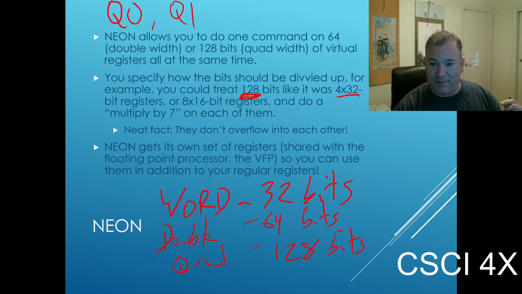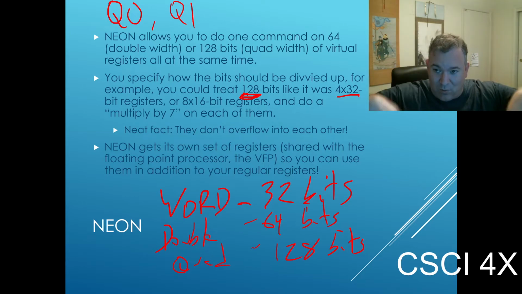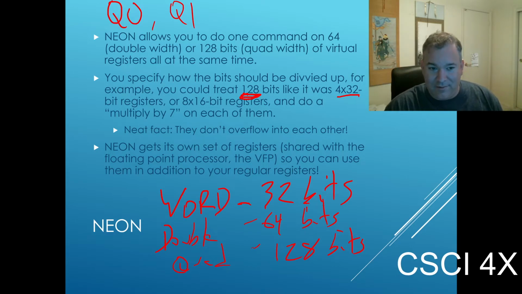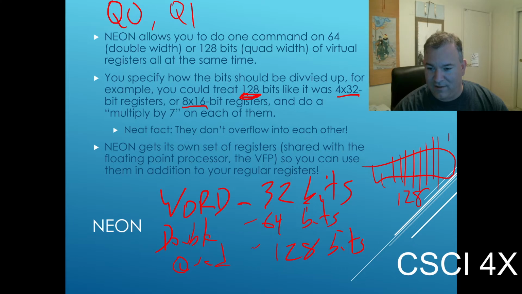And so you can say, like, multiply all of them by 10. And then they'll all multiply by 10. And they don't overflow into each other. You would think the bits would, like, overflow. Nope. With Neon, it puts up a little dividing wall between each of the 4 different ints. And if you multiply it by a big number, it won't overflow into the next channel. Oh, or you can treat it as 8 different 16-bit registers. Or you can treat it as 16 different chars. So if you have 128 bits, you can actually divide this into 16 different chars.